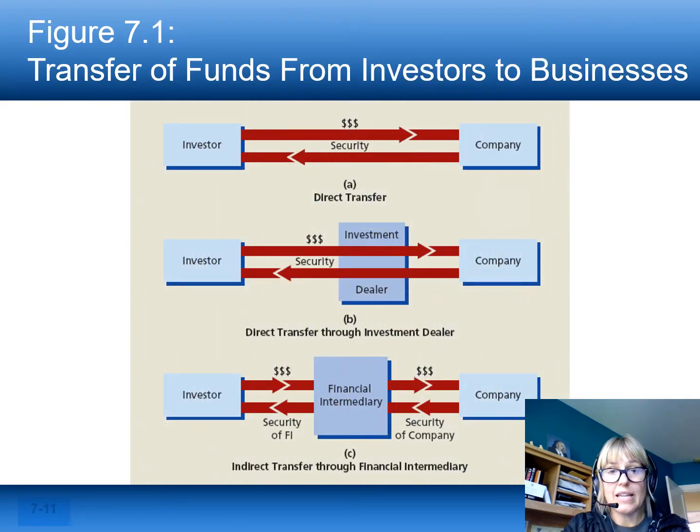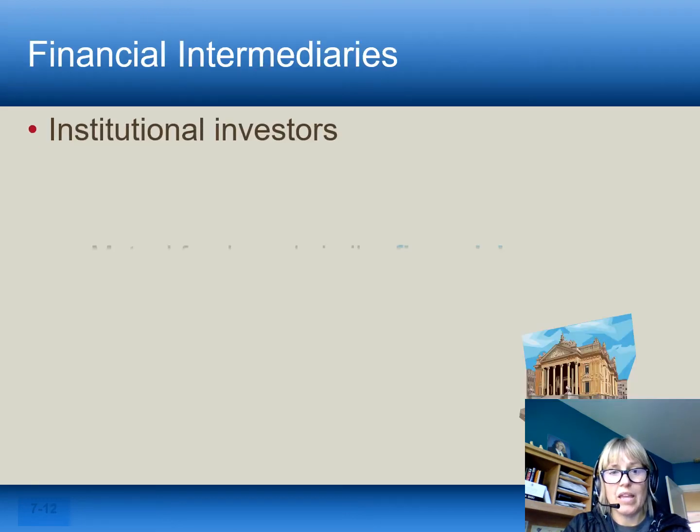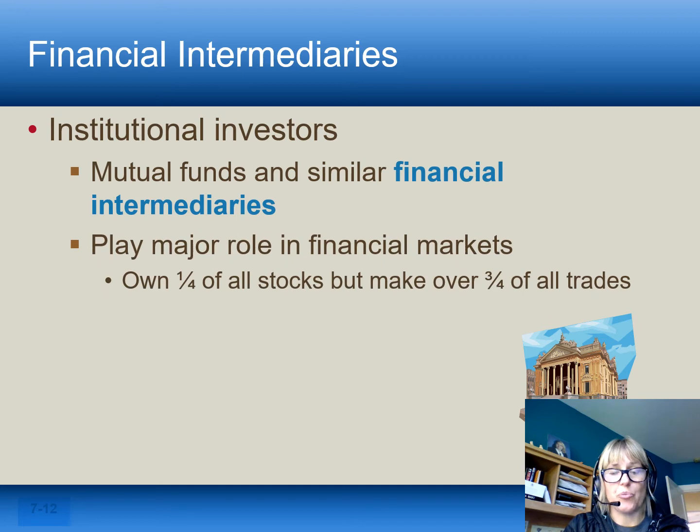Here's what it looks like. Basically, companies and investors can deal directly. They can deal with an investment dealer as an intermediary, and they can deal with financial intermediaries such as mutual funds. So lots of different choices for how those funds flow. Financial intermediaries are really important in our financial markets in Canada.